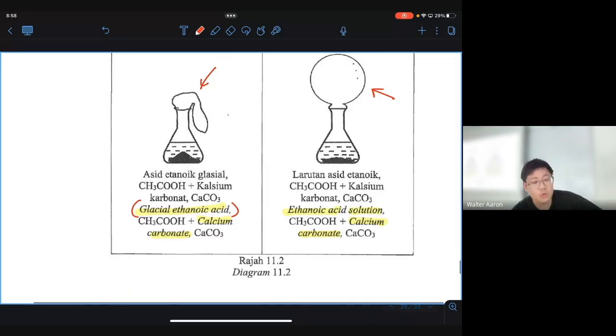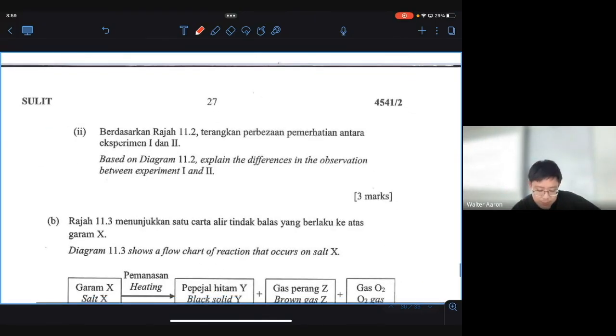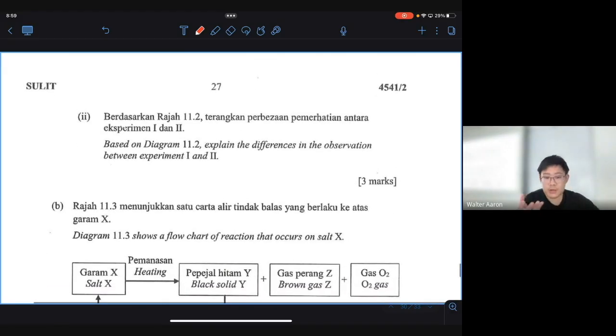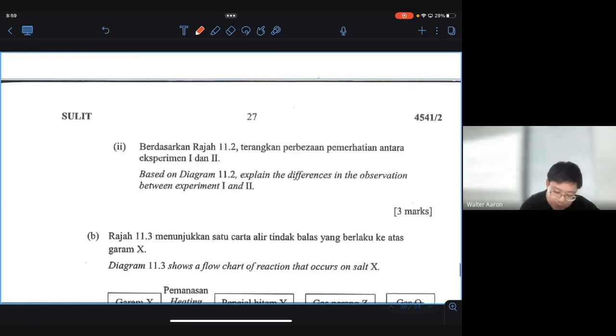So in this case, we are actually referring to the role of water to show the properties of acids and bases. So based on 11.2, explain the differences in observation between experiment 1 and 2. You have to explain why the diagram on the left side did not produce any reaction, but on the right side got reaction. So you must explain that in order for it to react, it must be able to produce hydrogen ions. You can talk about the state of matter of both substances on the left and the right side. So the first one, you have to explain the differences in observation.